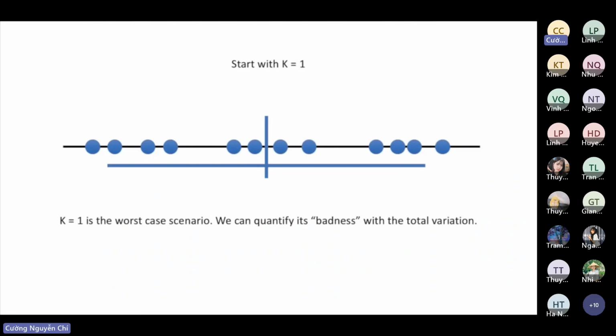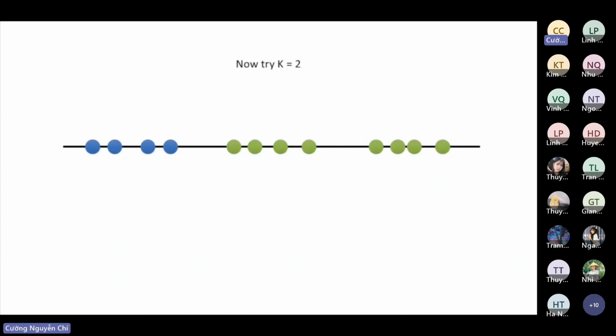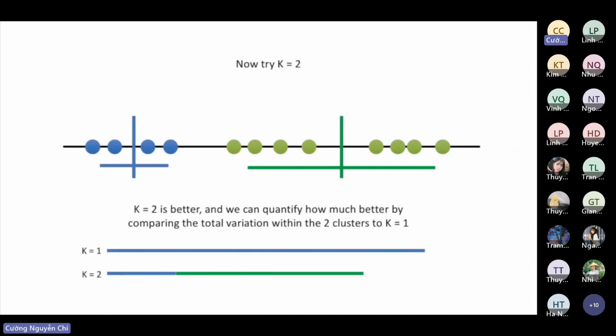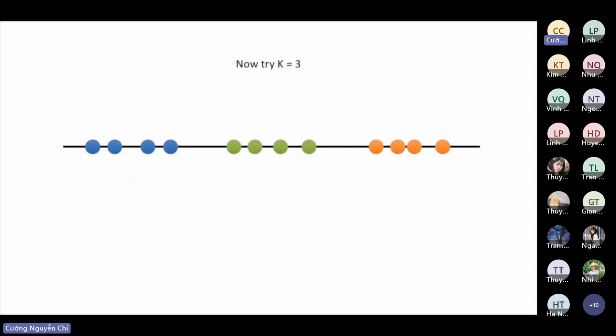K equals 1 is the worst case scenario. We can quantify its badness with the total variation. Now try k equals 2. K equals 2 is better, and we can quantify how much better by comparing the total variation within the 2 clusters to k equals 1.